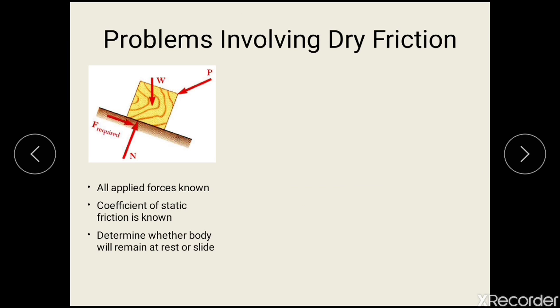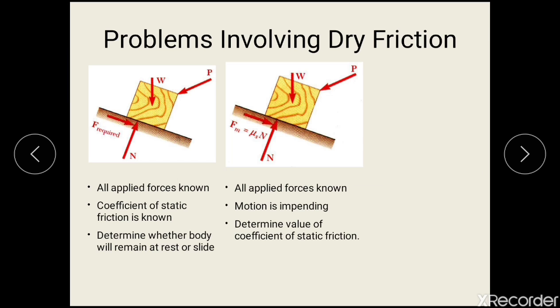First one, in the given problem, all the applied forces are known values. The coefficient of static friction is also given in the same question. So we need to find out the type of motion, whether the body is at rest or in motion. Second one, all applied forces are given in the question. The type of motion is also given. So we need to find out the coefficient of static friction between the surfaces.